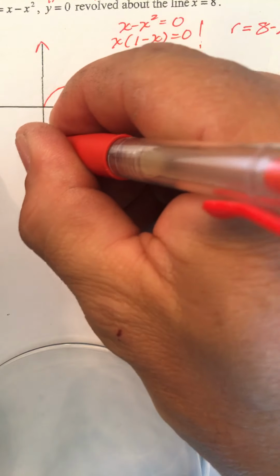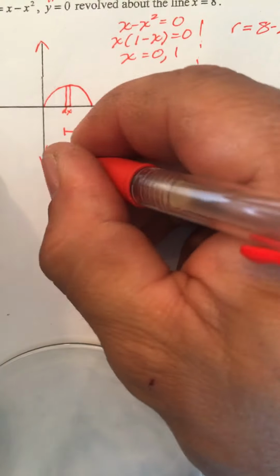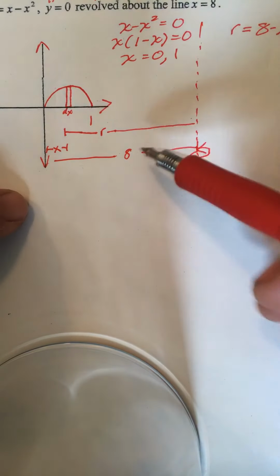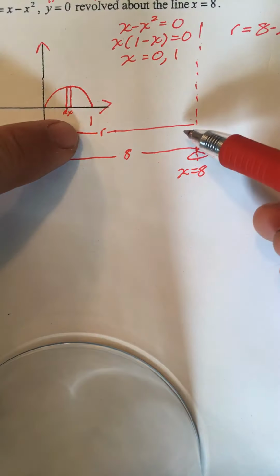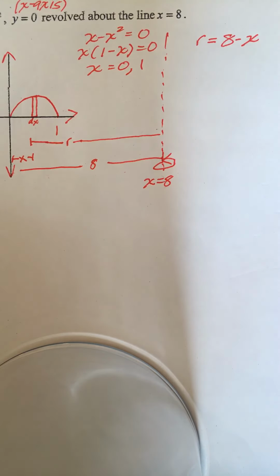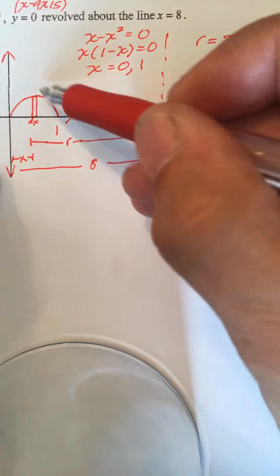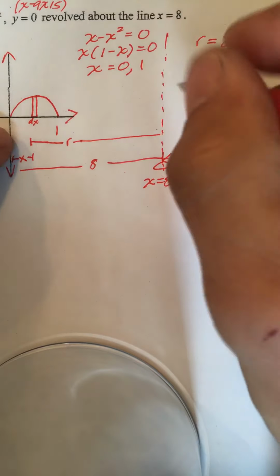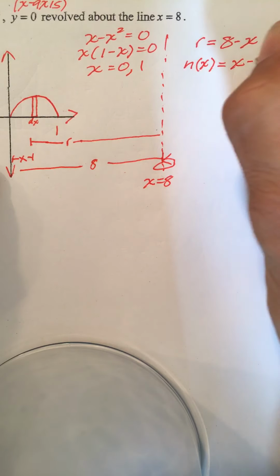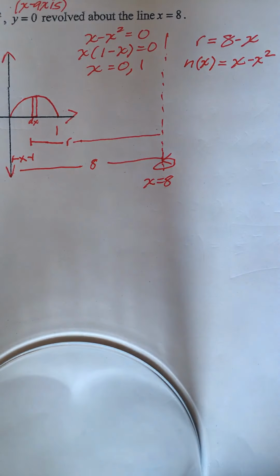Okay, again, so this is x from here to here. The whole thing is 8. So if we take 8, subtract x, it leaves us with r, and that is our radius. Okay. We know the height of this is going to change, and it's going to be the function itself. The height in terms of x would be x minus x squared. Okay, so now we have everything we need.